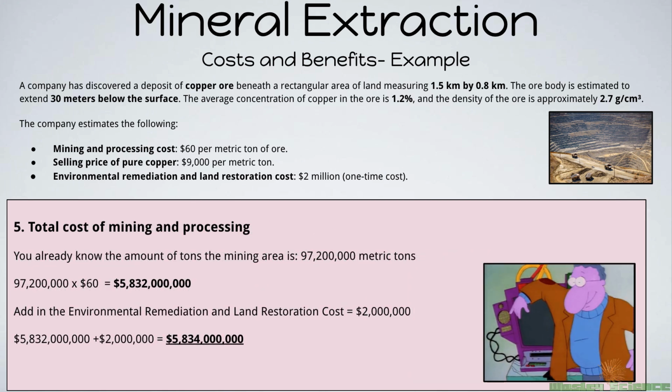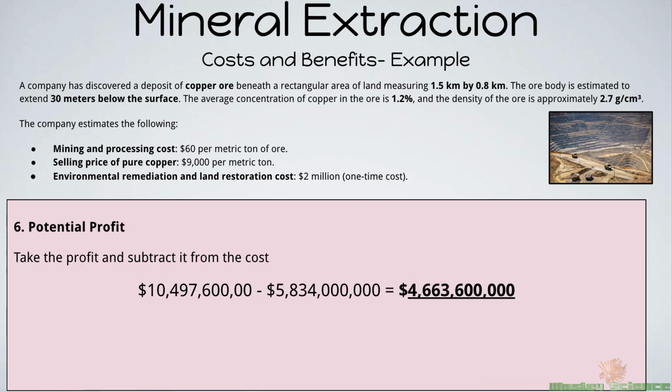Then we have to figure out the cost. We already know the mass of the mining area; we figured that out already. So we take that number and multiply it by $60. We get $5,832,000,000. We add in the environmental remediation, that one-time cost of $2 million. And so that's where we're at now for how much this is going to cost us: $5,834 million.